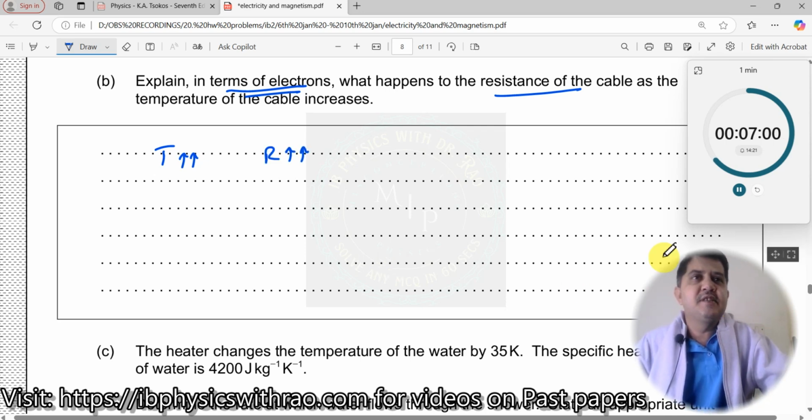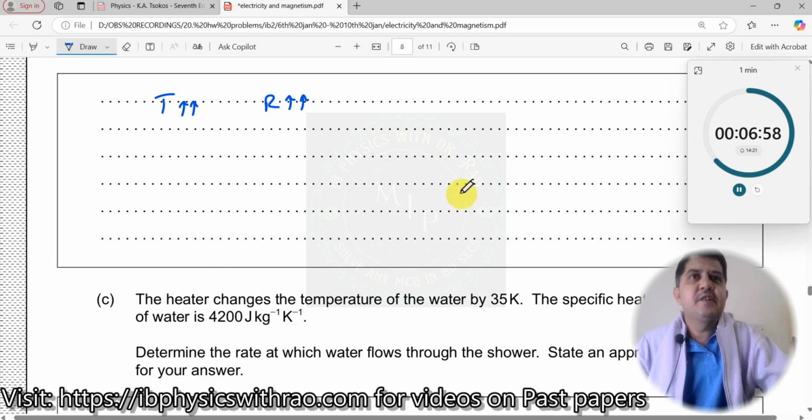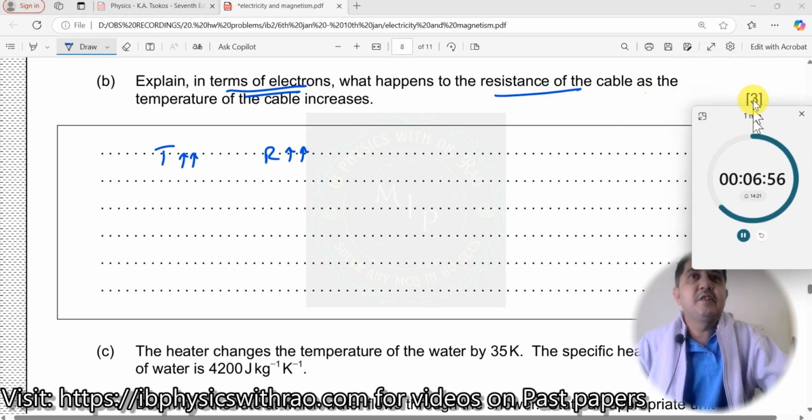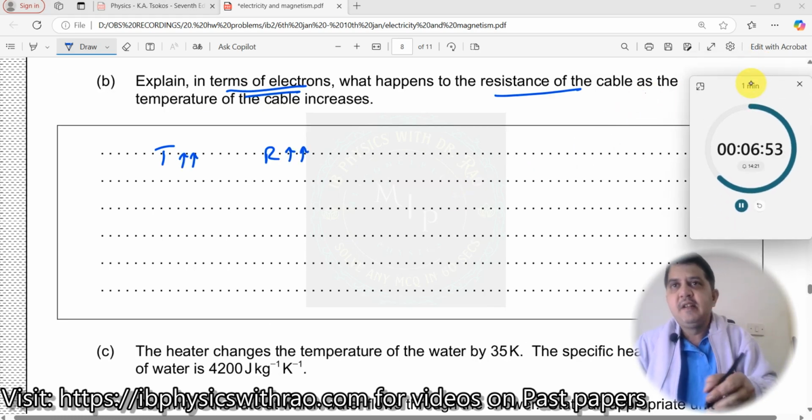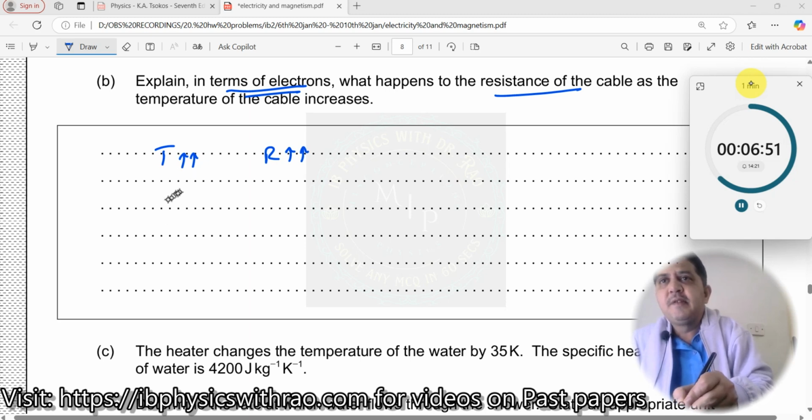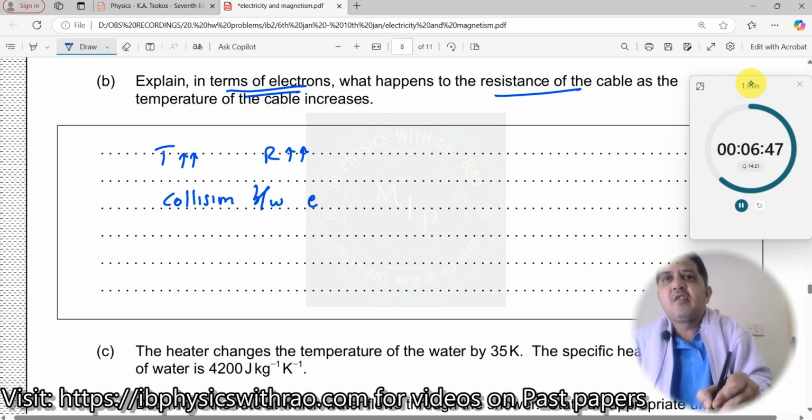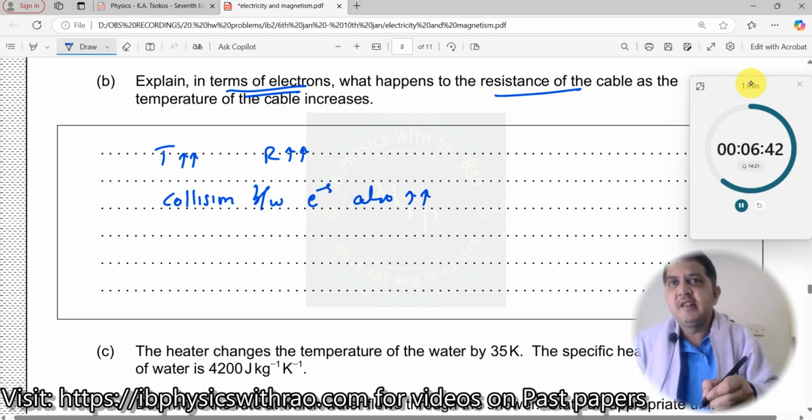But for how many marks is this? Just let me see, for how many marks? For 3 marks. So definitely you need to write 3 points. Okay. When temperature increases, what happens? The collisions between electrons also increase. When collisions between electrons increase, what happens?